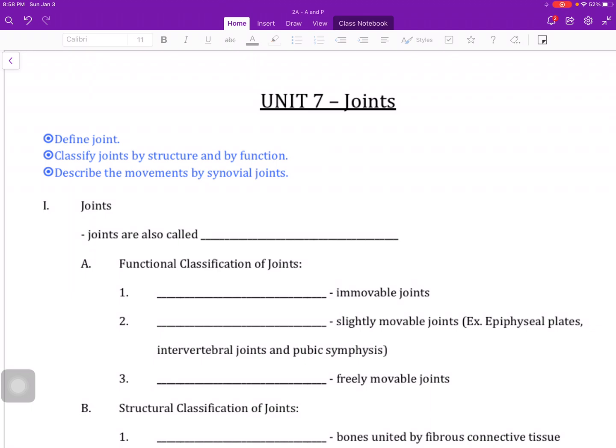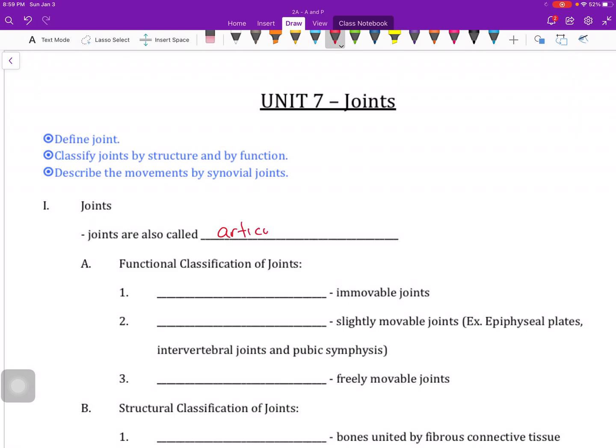Our learning targets for this are to be able to define what a joint is, be able to classify joints by both structure and by function, and then to describe the movements of synovial joints. Okay, so first and foremost, joints are also called articulations. We remember the word articulate means to join together. Okay, this is a little bit of a continuation of the skeletal system.